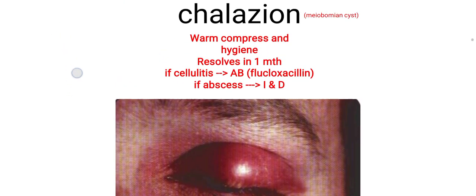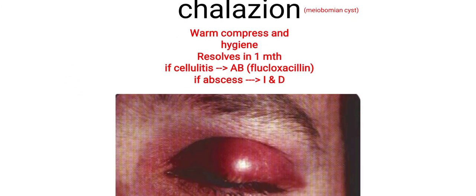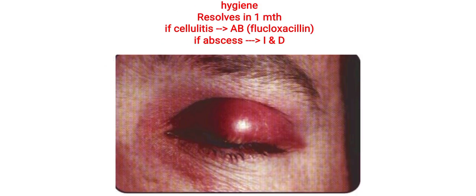This is the chalazion. This is infection of the meibomian gland, also called meibomian cyst. Warm compress and hygiene is very important. It resolves in 1 month. If cellulitis, antibiotics, fluoxetine is the drug of choice. If it is an abscess, then I&D should be done. If it is not responding to oral antibiotics, then we have to go for I&D. So this is the chalazion. This is a picture of the chalazion.